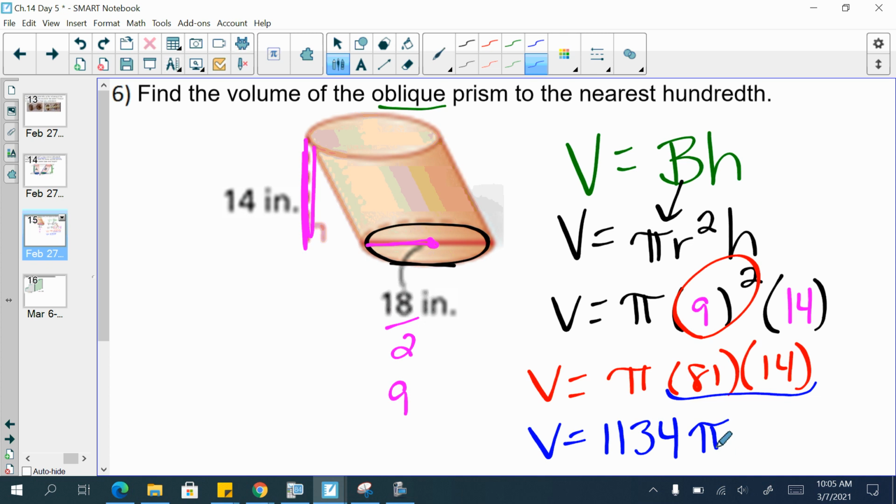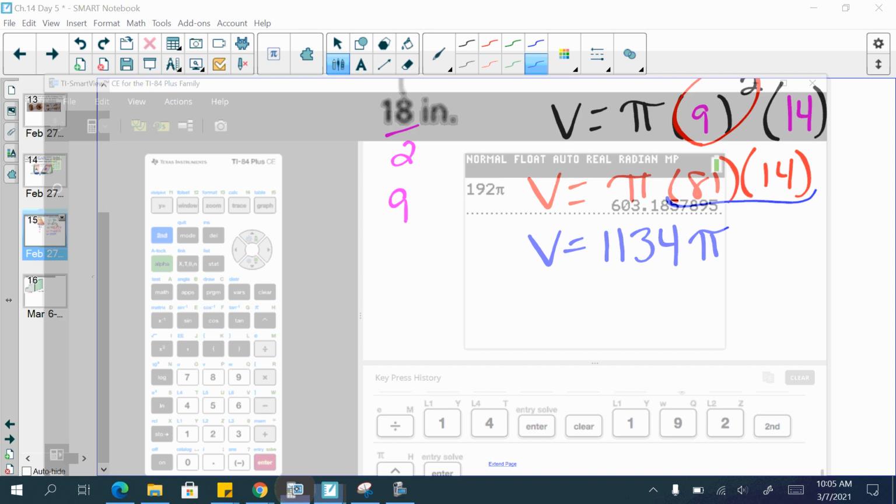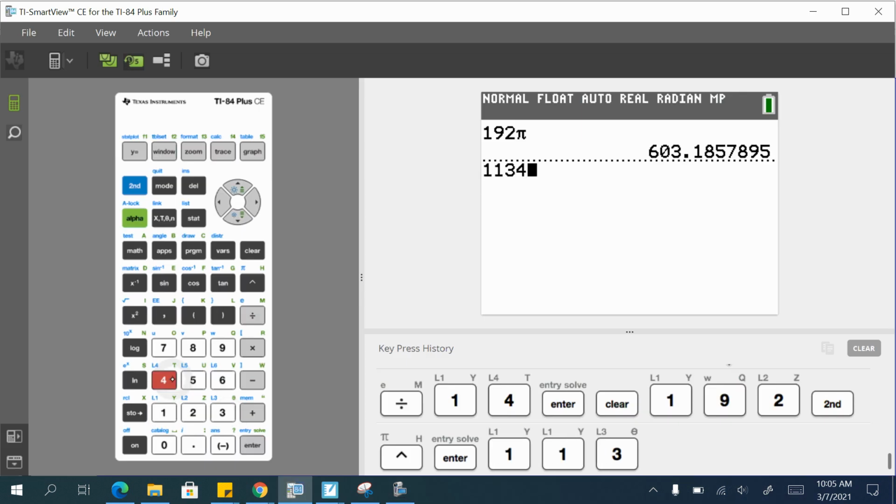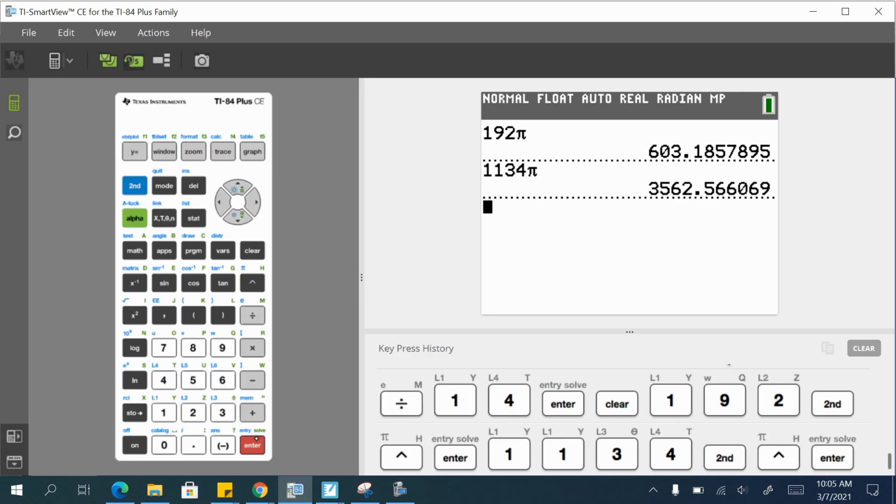Then I like to wait till the end to multiply pi, because sometimes it might say write your answer in terms of pi, meaning leave it like this, or it might say give the exact value. Once we multiply by pi, we're going to be giving a rounded version, okay? This one wants that because it says give it to the nearest hundredth. So 1,134 times pi, you should have gotten about 3,562.57, okay? Again, you have to make sure you're following your rounding rules.